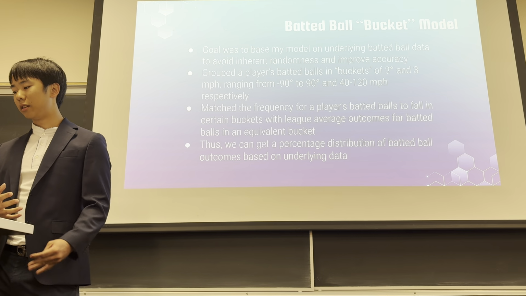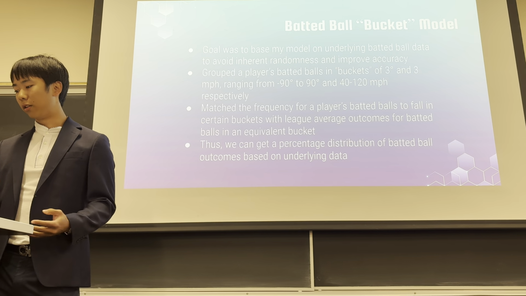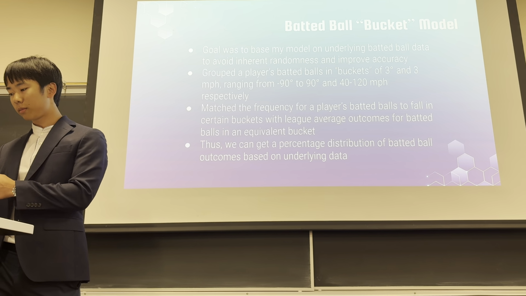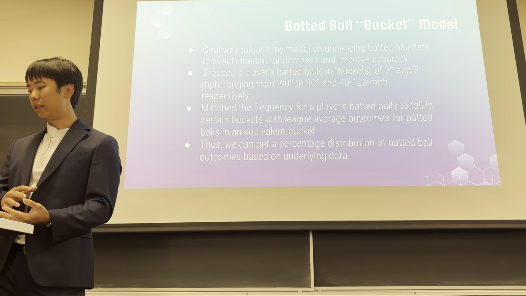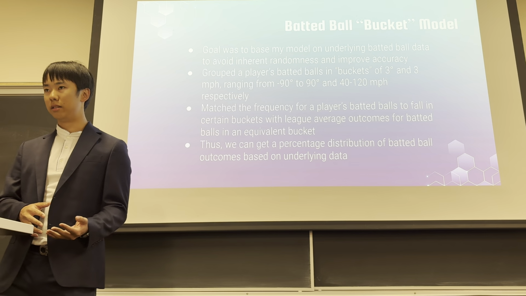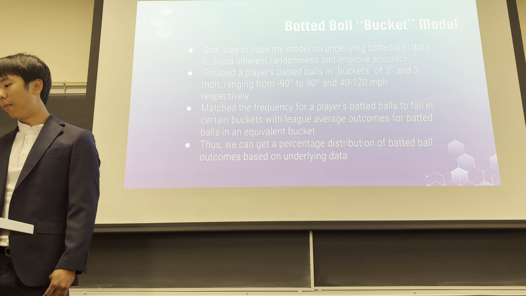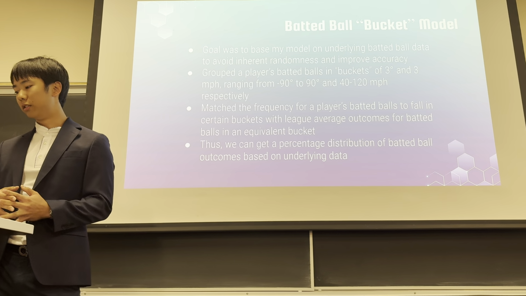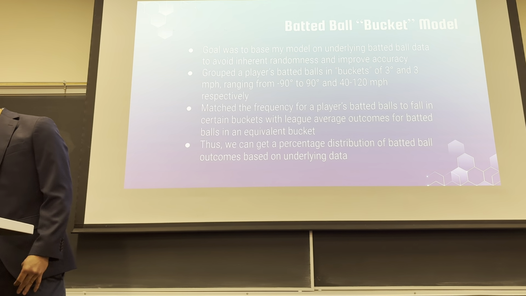So in my model, I scraped multiple years of StatCast batted ball data from Baseball Savant. Then I grouped all individual players' batted balls in buckets of 3 miles an hour of exit velocity and 3 degrees of launch angle, ranging from 90 degrees to negative 90 degrees and 40 to 120 miles an hour. And so then I matched the frequency for each player's batted balls to fall in certain buckets with league average outcomes for the equivalent bucket.